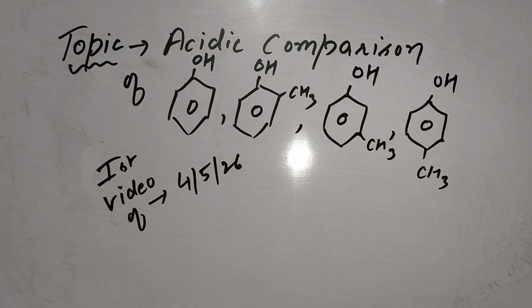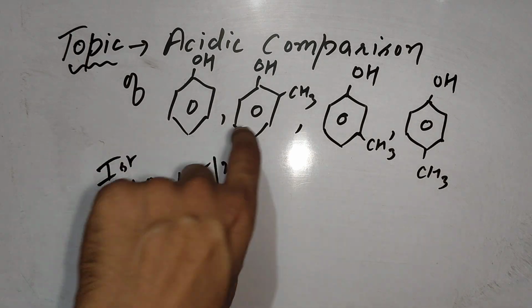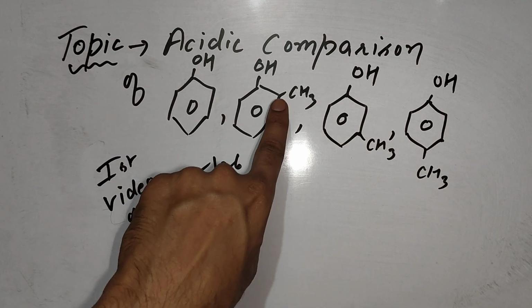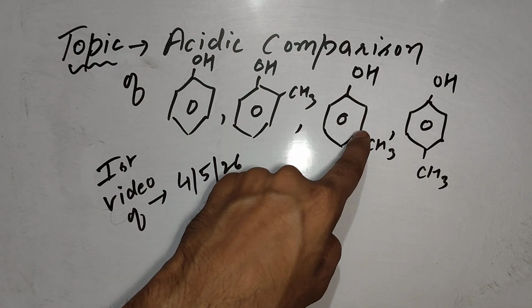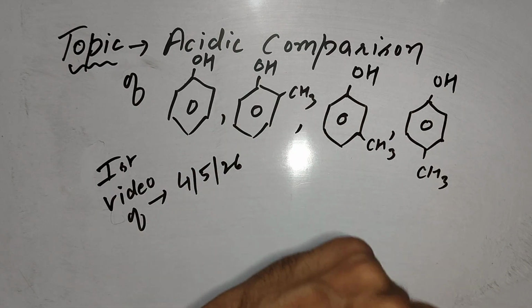Hello everyone. This is the last acidic comparison in the chapter of phenol. Compounds are normal phenol, this is ortho-methyl phenol, ortho position methyl is there. This is meta-methyl phenol and this is para-methyl phenol.